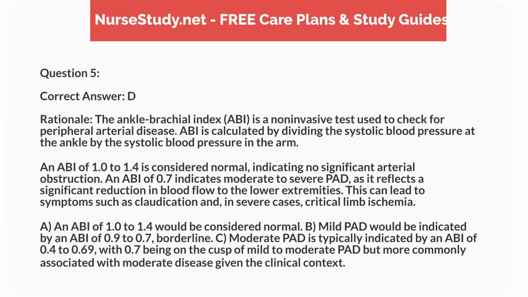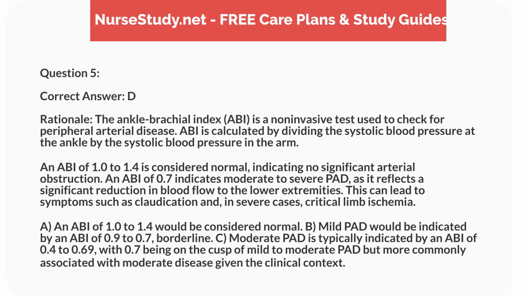Correct answer: D. Rationale: the ankle brachial index, ABI, is a non-invasive test used to check for peripheral arterial disease. ABI is calculated by dividing the systolic blood pressure at the ankle by the systolic blood pressure in the arm. An ABI of 1.0 to 1.4 is considered normal, indicating no significant arterial obstruction. An ABI of 0.7 indicates moderate to severe PAD, as it reflects a significant reduction in blood flow to the lower extremities. This can lead to symptoms such as claudication and, in severe cases, critical limb ischemia.